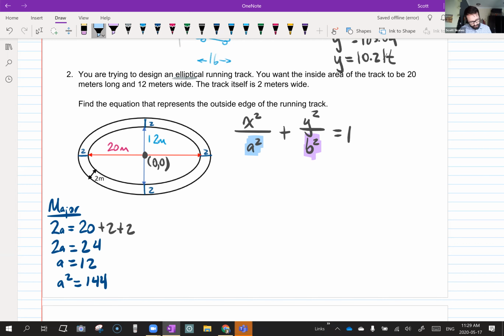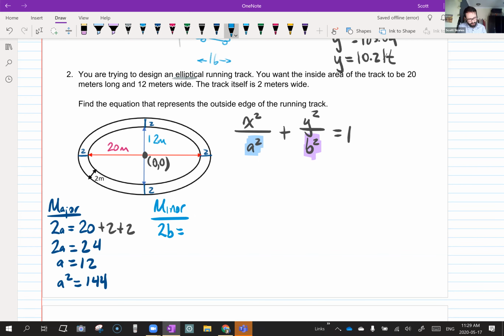Again, the major axis is the length from there to there. The minor axis is the smaller axis. That means, let's give you one more chance to do this. What's the total length of the minor axis? From top to bottom. 16.